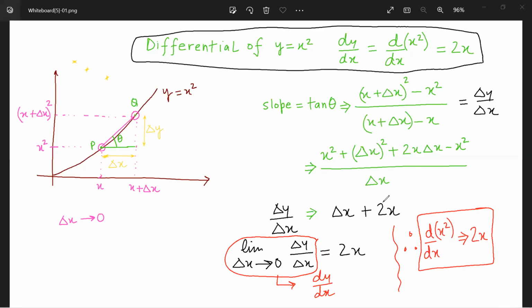So Avantika, let us take a very simple function, y is equal to x square. What I want to tell you is that the differential of y is equal to x square is 2x. And once we discuss that the differentiation of y is equal to x square is 2x, we will understand a lot of things which will help us understand the core concept of what calculus is all about.